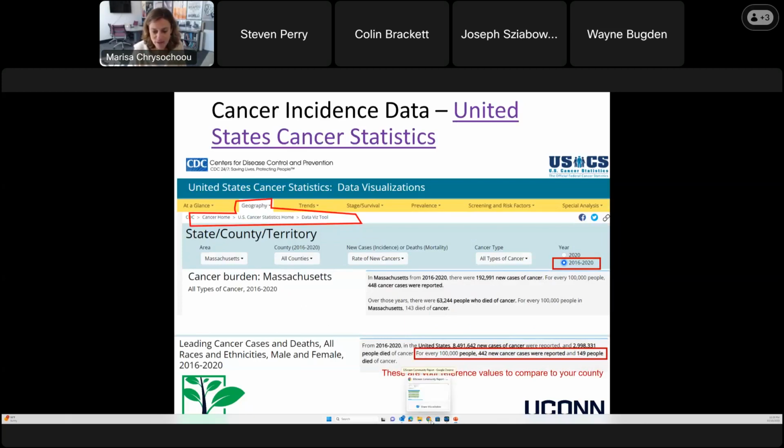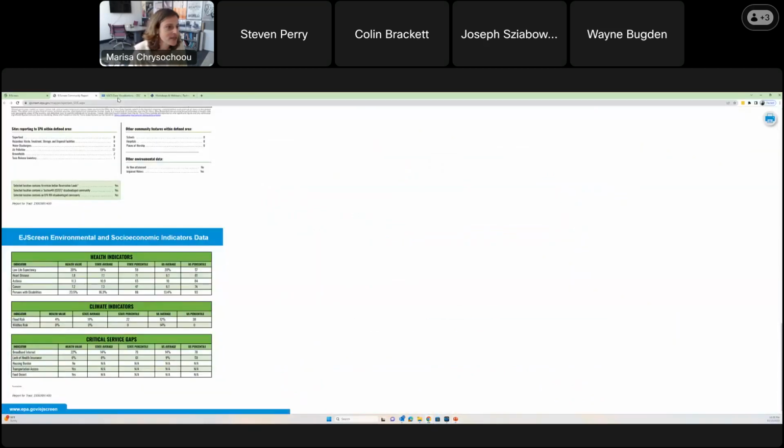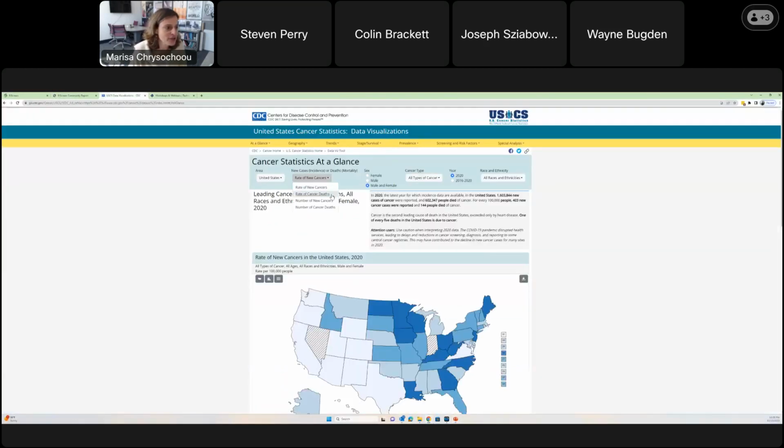I will navigate now to the site here. So it is from the Centers for Disease Control, Cancer Statistics, and the difference between this site and EJ Screen is that this reports actual cases of cancer. So the health data here comes from doctors and hospitals. So when you come here at the data visualization tool, when you first land here, you see the United States as a whole.